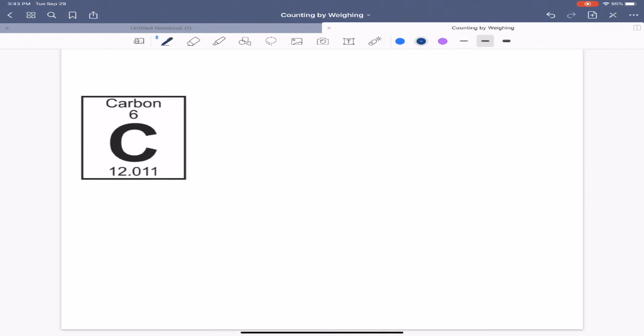You have a packet of work to do, and the first page is all about carbon. So I'm going to do the first few problems, 1, 2, 3, and 5, just to demonstrate how to do these kind of problems. The first one, number 1, says you have 5.62 moles of carbon. How many carbon atoms is that?